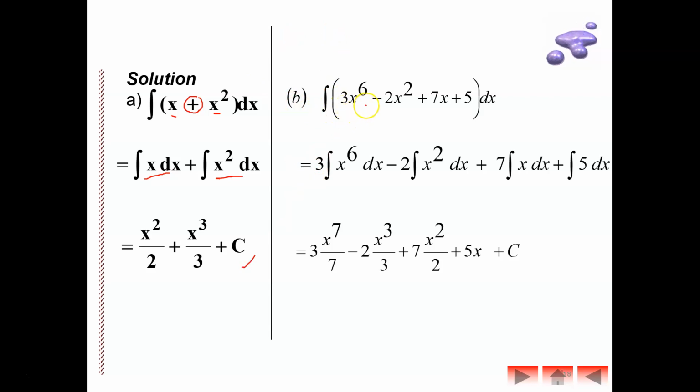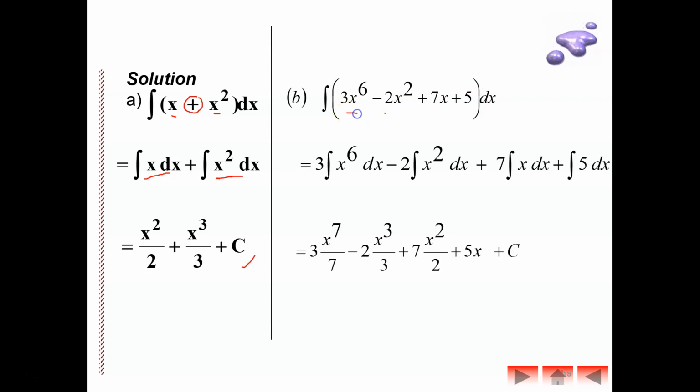Then we move on to question B. Integrate 3x to the power of 6. This is polynomial. You can see the pattern of the power, 6, 2, 1. Okay, so 3x to the power of 6 minus 2x squared plus 7x plus 5 dx. So in here we can split it one by one. Boleh pecahkan satu-satu.